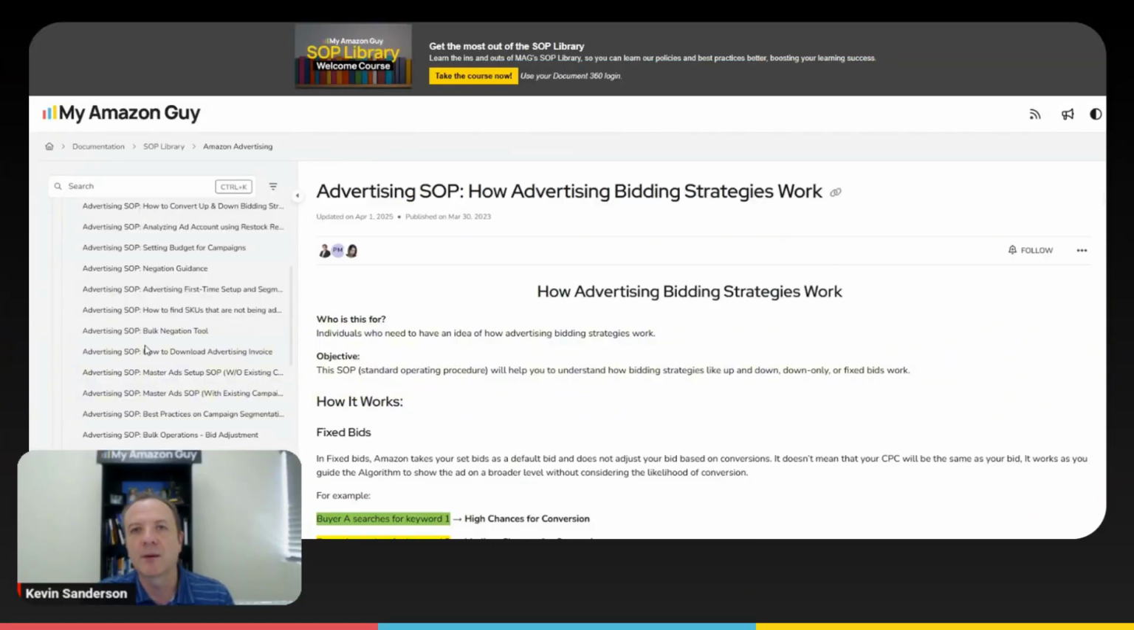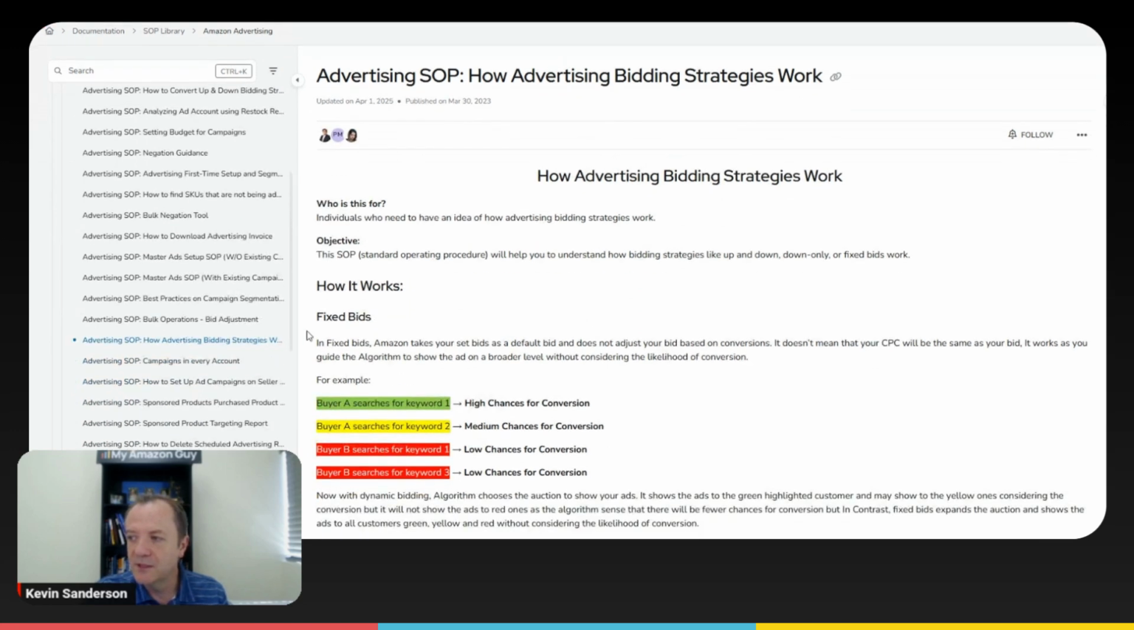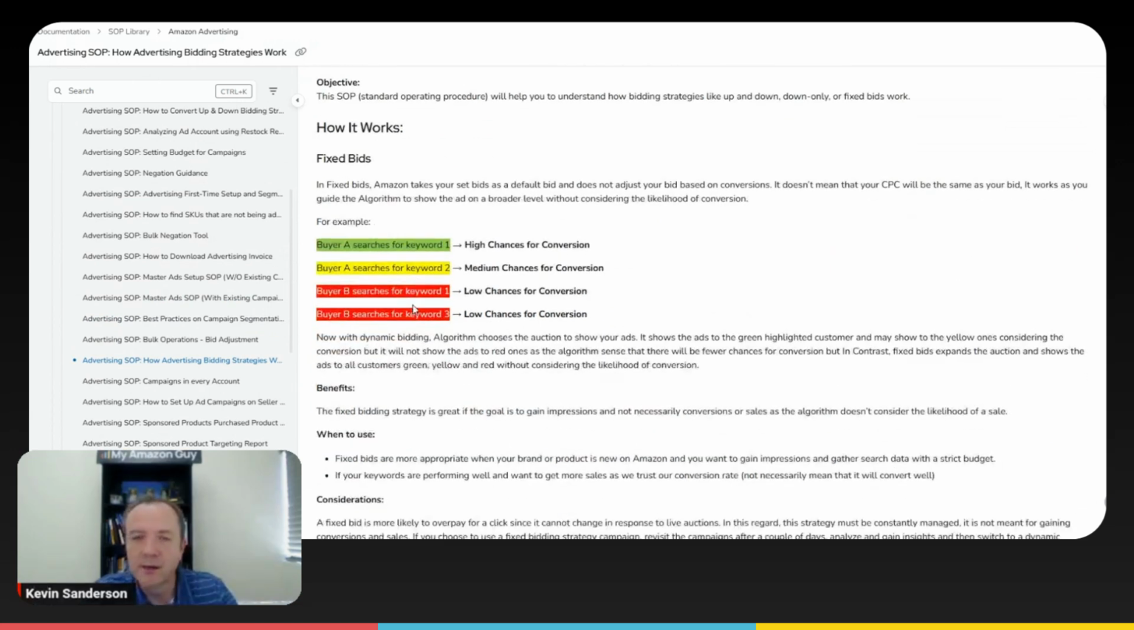This is our standard operating procedures, what our team looks at when deciding what bidding strategies to use in particular situations, because they're not necessarily one size fits all. One very popular one that folks like to use is called fixed bids. Fixed bids means exactly that. You're bidding a particular number and you're going to bid exactly that. If your bid is 97 cents, you don't want to spend a dime more or a penny less. You want to spend that exact amount. You're being very precise, giving Amazon the exact amount that you want to bid.